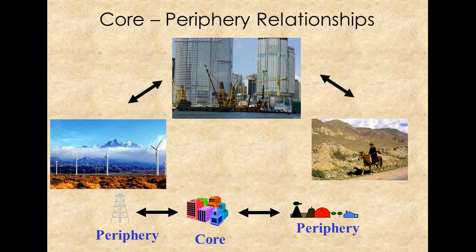Core periphery relationships are used by geographers to understand the spatial interactions between different places. In the diagram, we see core areas represented by taller buildings, with periphery areas represented by farms and resources. The pictures are from China, with the gleaming buildings of the core found along the east coast, the economic engine of the country, with rural areas providing power and resources and showing overall lower levels of development, here indicated by transportation.